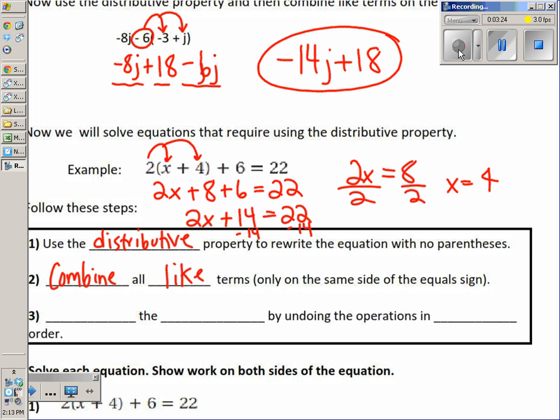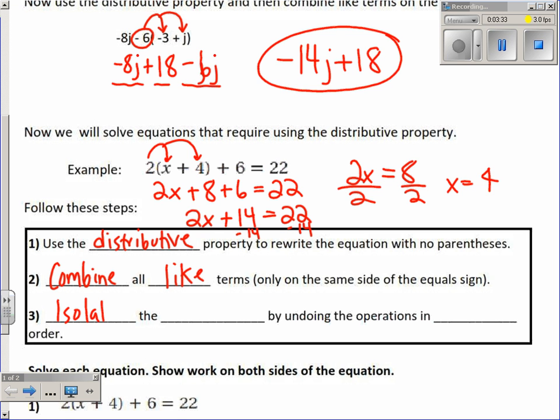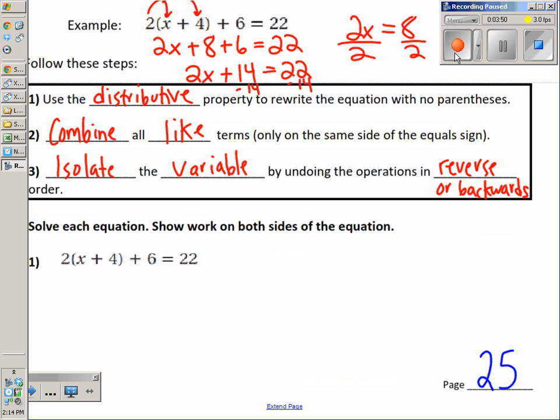All right, so just to fill in our steps, we use the distributive property to rewrite the equation with no parentheses. Then we combine all like terms, and then we isolate the variable by undoing the operations in reverse or backwards order. All right, so we're going to do 3 examples together, and then you're going to do the 4th one on your own and be ready to talk about that tomorrow.